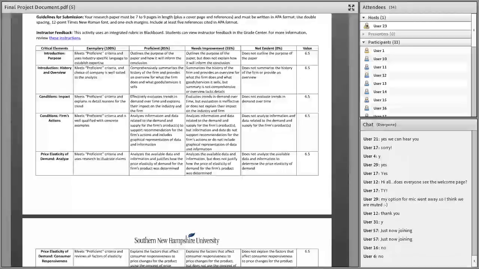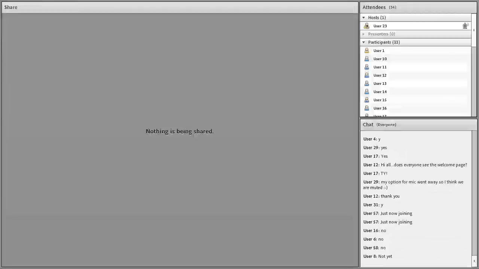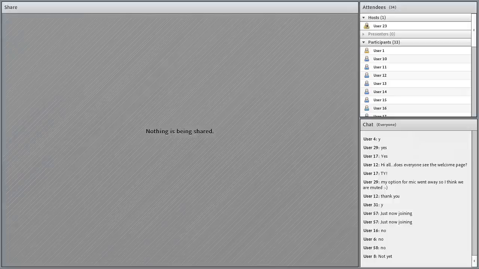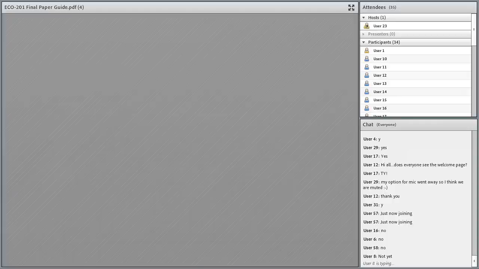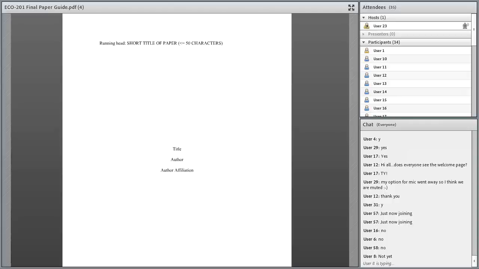Thank you, Mark. I don't see anybody else writing, so I'm going to switch over and share the paper. The Echo 201. I'm still getting acquainted with the names that have been given to the documents on here. Because there it is.